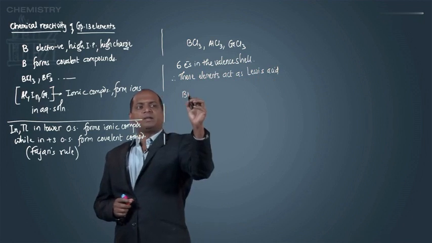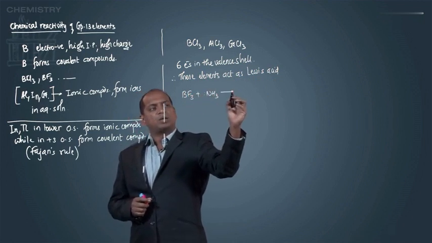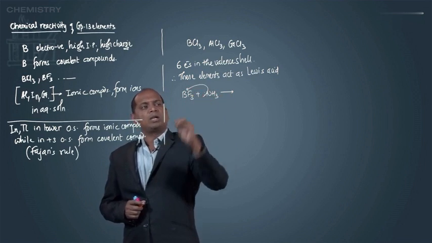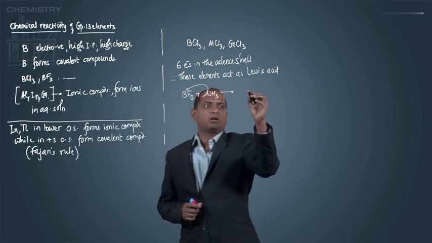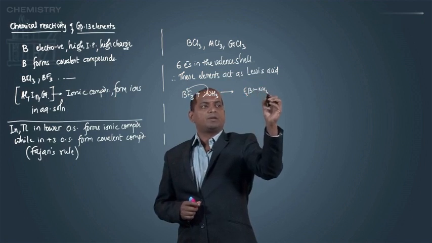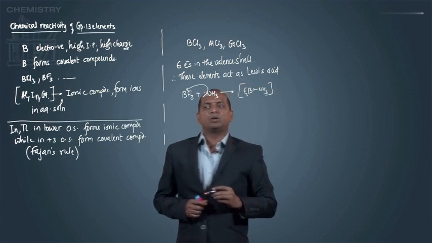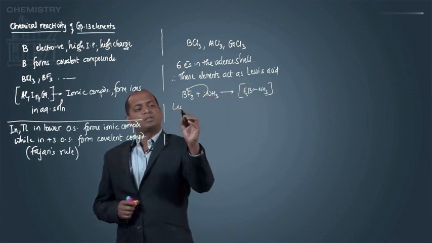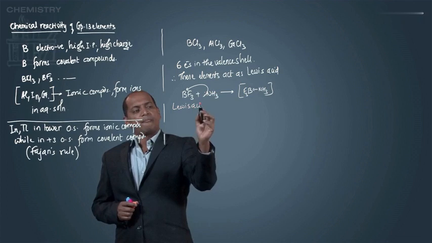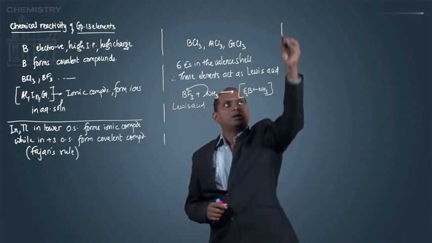So, BF3 when it reacts with ammonia, suppose. So, ammonia is an electron donor. So, electrons are donated to boron. So, now we have a complex like this way. So, BF3 is what? Lewis acid. Okay.